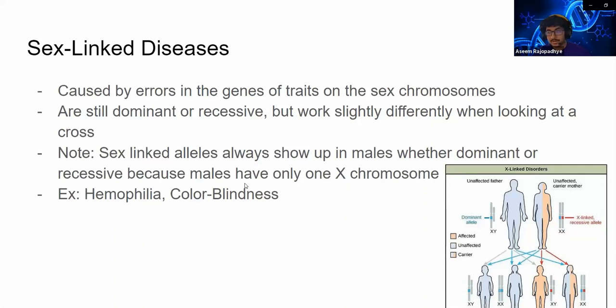And if you don't know what carrier means, it means that you have one copy of the gene, but it's not expressed. So in this case, the mother is heterozygous, since hemophilia is a recessive allele. She only has one copy of the recessive allele. She has a dominant copy of the other, so she's not afflicted by it.